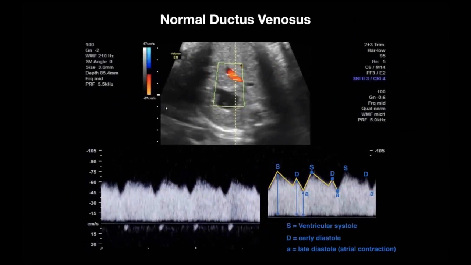And here we just have the normal quantification across the ductus venosus, displaying the characteristic triphasic waveforms. So S, which is in ventricular systole, D, early diastole, and also A, which is in late diastole, atrial contraction.